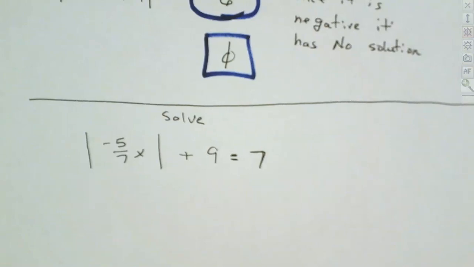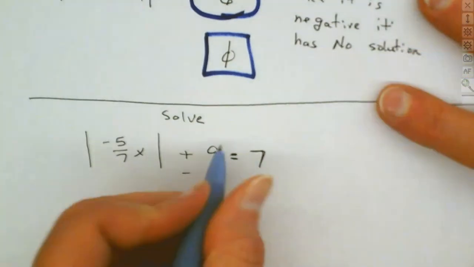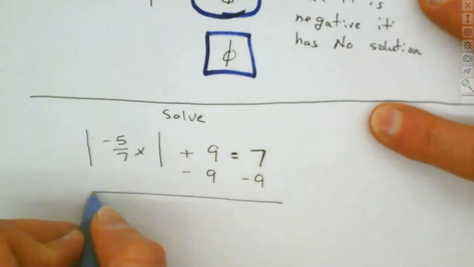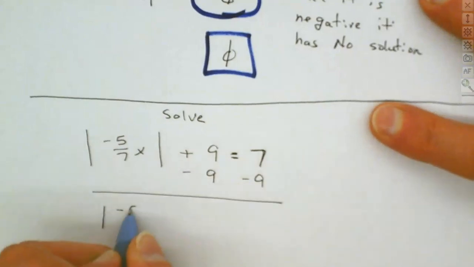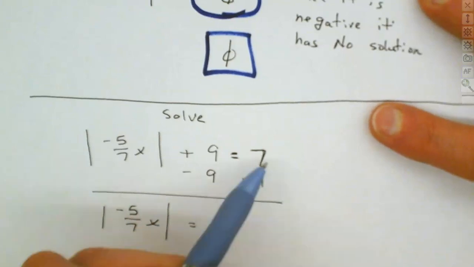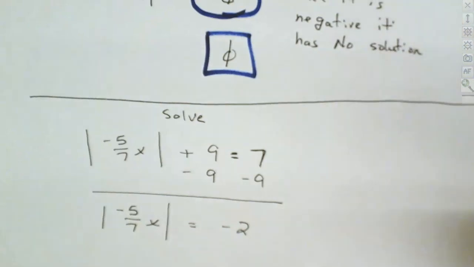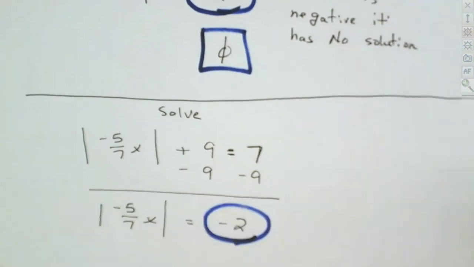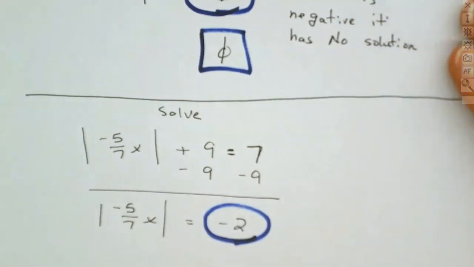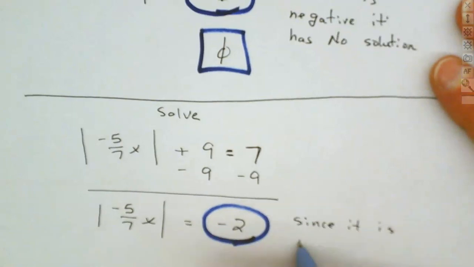So let's go ahead now and move that 9 over with subtraction. And when I move that 9 over with subtraction, that leaves you with this. So 7 minus 9, that leaves you with a negative 2. Well, that's negative again. And since that is negative, it has no solution.